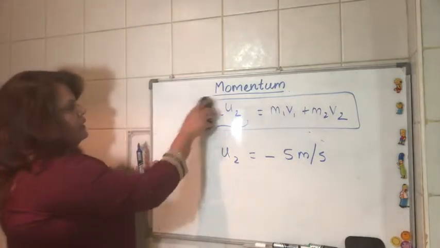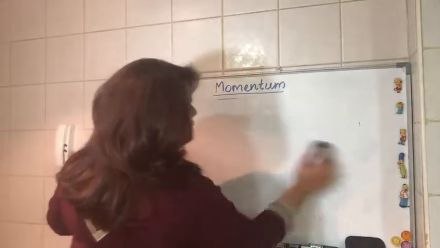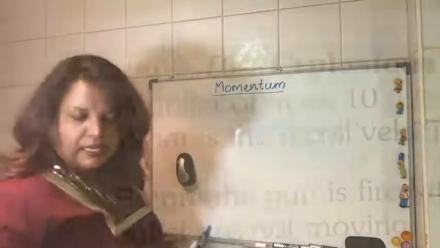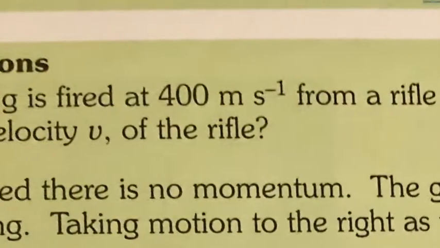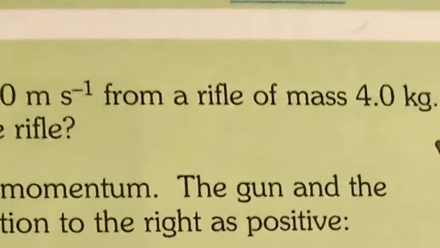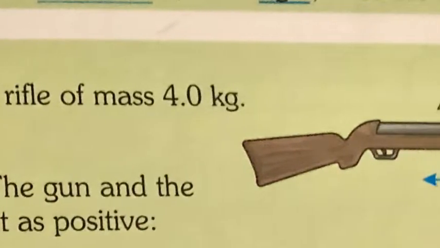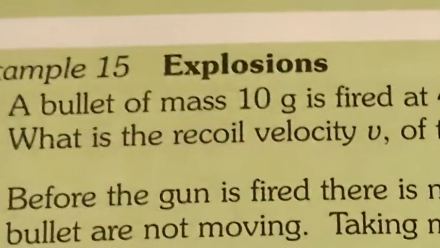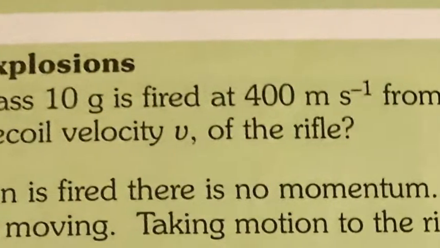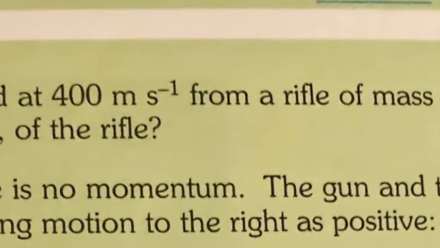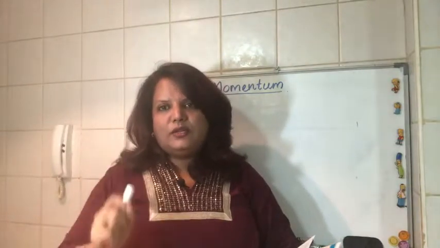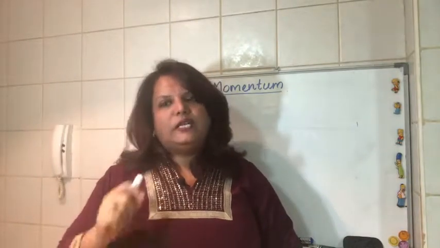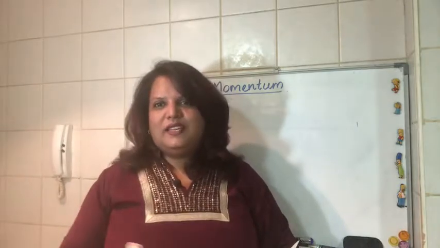We'll see through an example, then you might understand better. A bullet of mass 10 grams is fired at 400 meters per second from a rifle of mass 4 kg. The question is, what is the recoil velocity v of the rifle? You can pause the video now, look into the question carefully, read through it, try to solve it on your own, and then see the working and compare your answers.